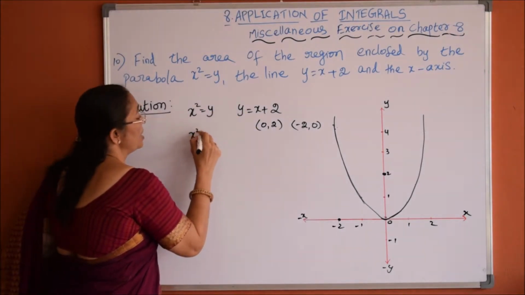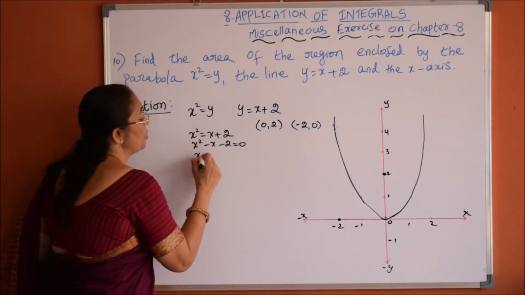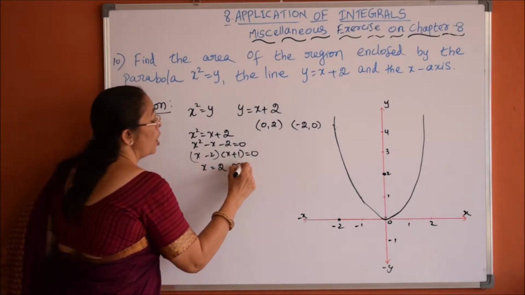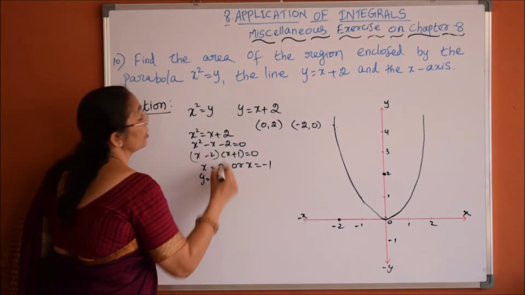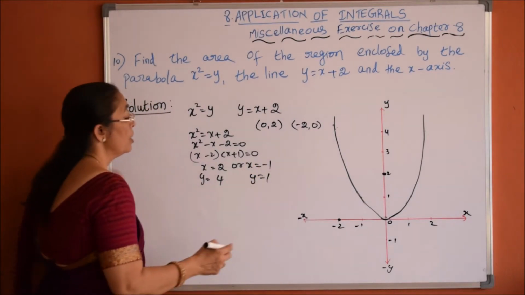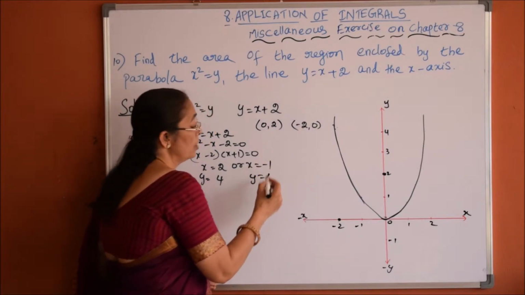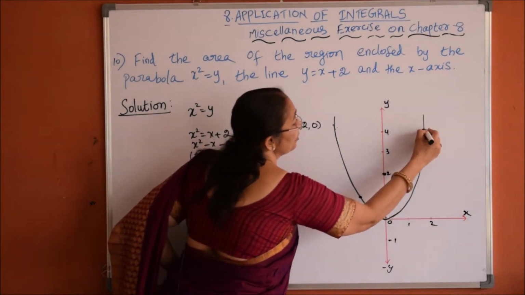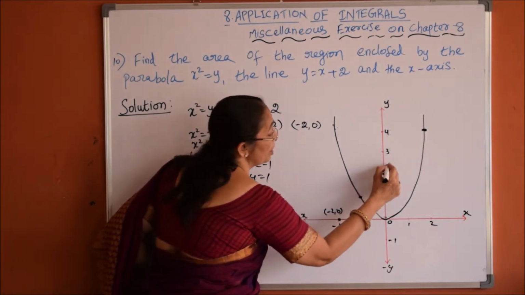So x squared equals x plus 2, x squared minus x minus 2 equals 0, which is (x minus 2)(x plus 1) equals 0, so x is 2 or x is minus 1. When x is 2, y is 4, since x squared equals y. When x is minus 1, y is 1. So the straight line intersects the parabola at minus 1 comma 1 and 2 comma 4, and it passes through the points minus 2 comma 0 and 0 comma 2.